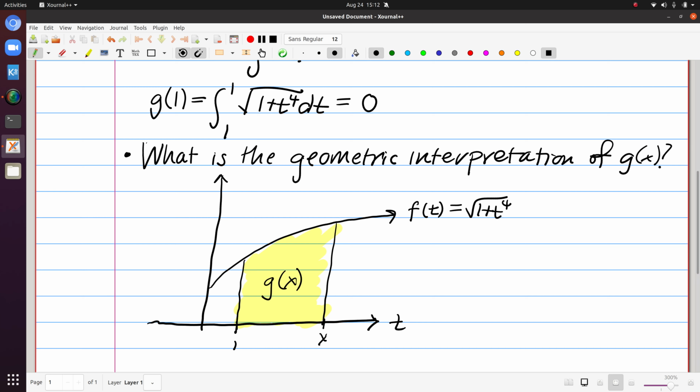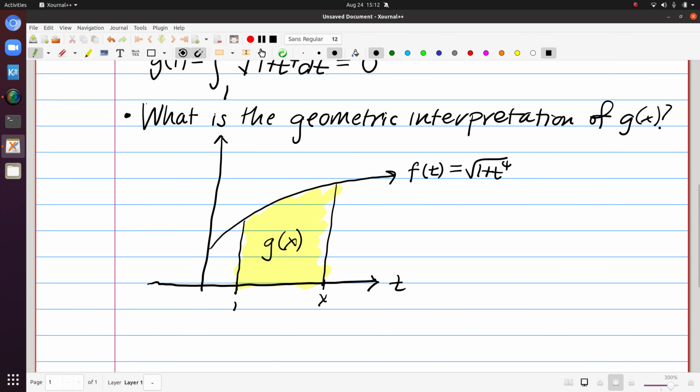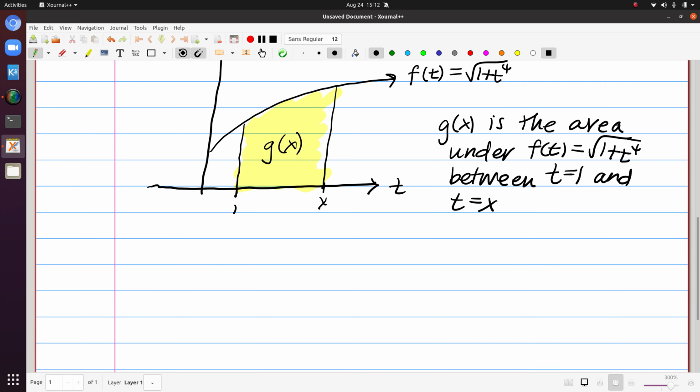So when I think about the value of x varying, I'm thinking about moving that vertical line that I have above x and then seeing how that affects the area in question. So I'll just point out that g of x is the area under root 1 plus t to the fourth between t equals 1 and t equals x. So a couple things we could look at here.